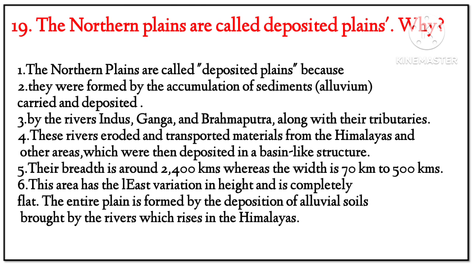Their length is around 2400 kilometers, whereas the width is 70 kilometers to 500 kilometers. This area has the least variation in height and is completely flat. The entire plain is formed by the deposition of alluvial soil brought by the rivers which rise in the Himalayas.